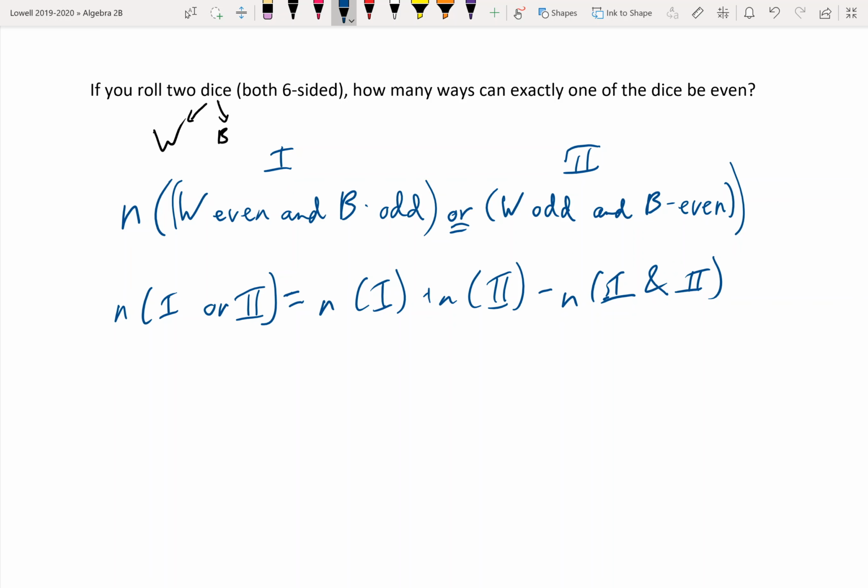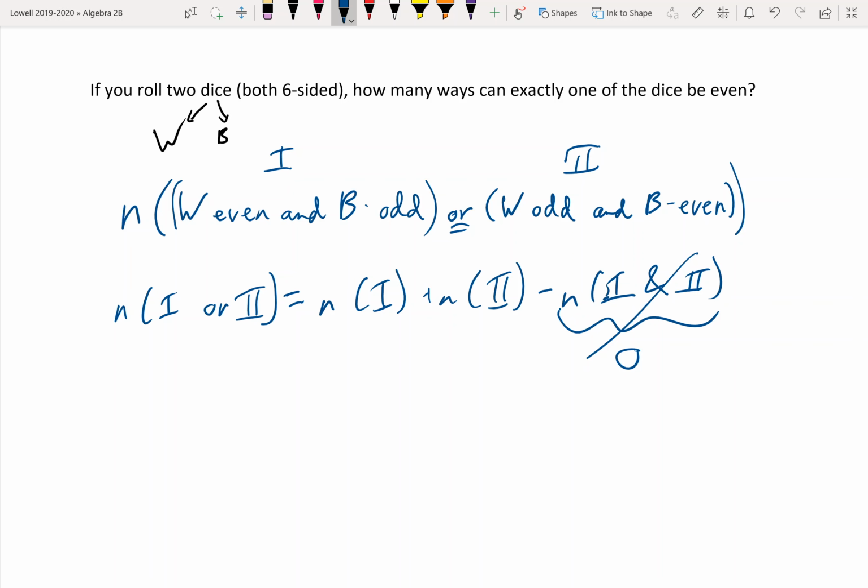Now, let's think about this. Is there any way that when you roll 2 dice, the white and black die, the white die can be even and the black one odd, and at the same time the white one odd and the black one even? No, because the white die is only even or odd. It couldn't possibly be both. And so this is already 0, and in a sense we don't have to worry about that.